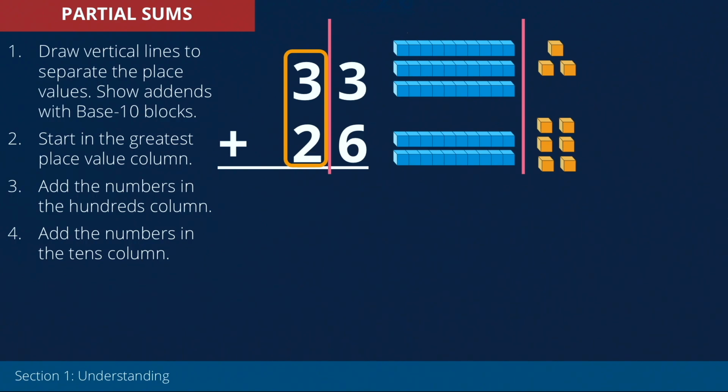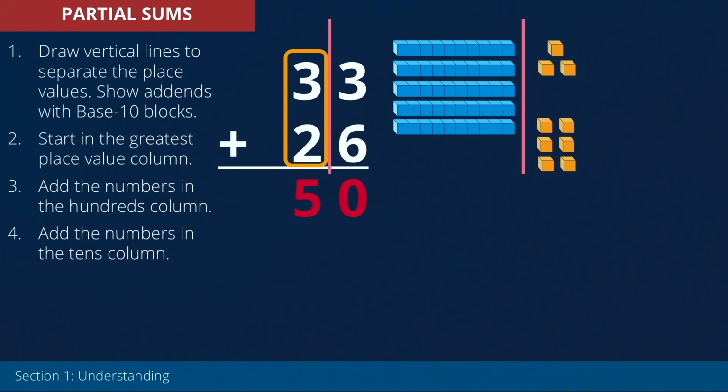So let's add 3 plus 2. But we are not adding 3 plus 2, are we? Nope, we are not. We are adding 3 10s plus 2 10s. So 3 10s plus 2 10s is 50. So I'll go ahead and write that partial sum of 50 right there below the equal line.